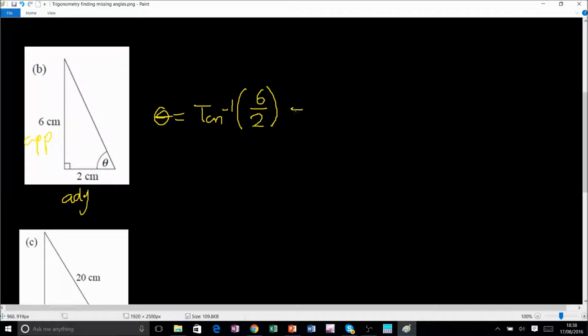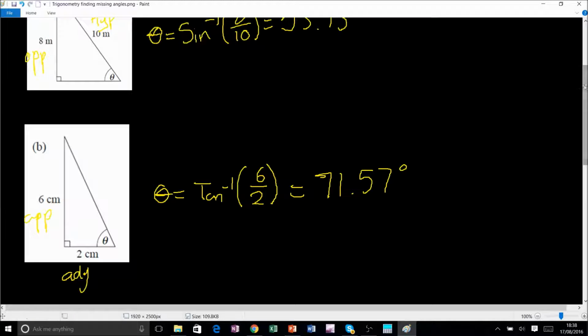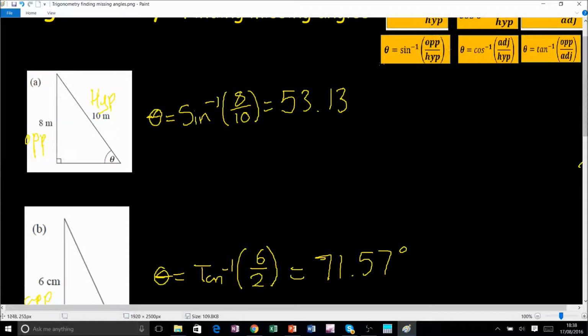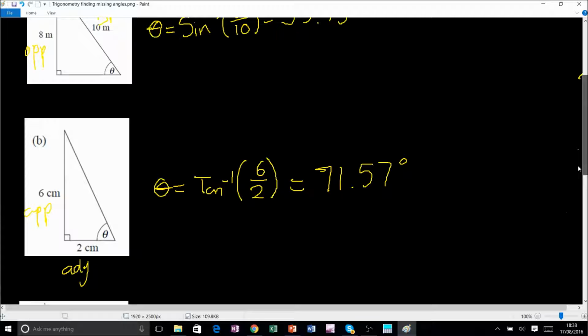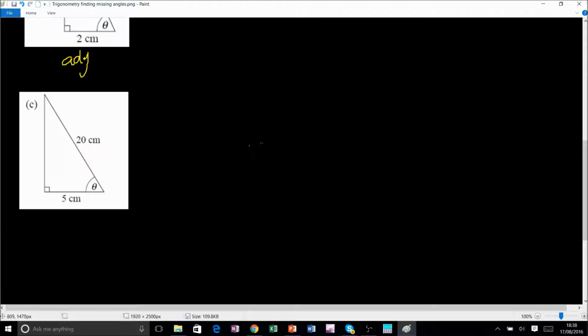If we put this in the calculator, we will get 71.57, rounded to 2 decimal places. And obviously it's in degrees. We must never forget our units, so I need to put that there for this one as well. Angles are either in degrees or radians.